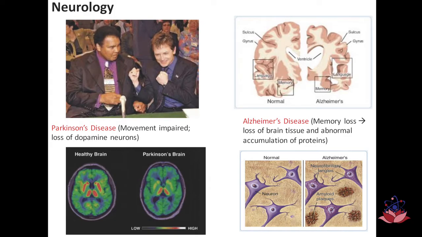And then the last part of neuroscience or area of neuroscience that we'll discuss is neurology, so the application of understanding of the brain to clinical disorders.